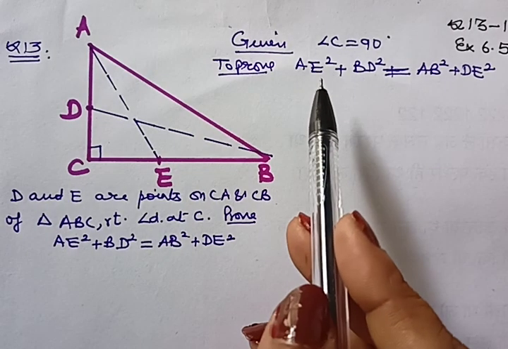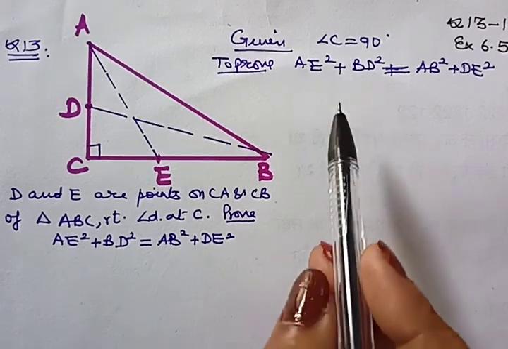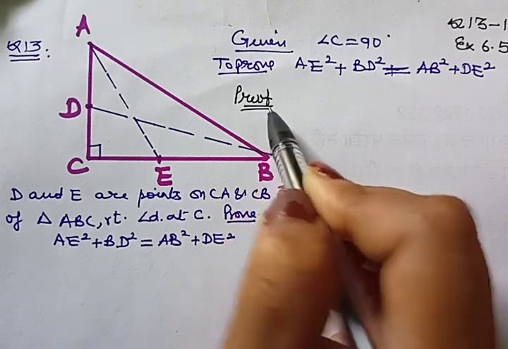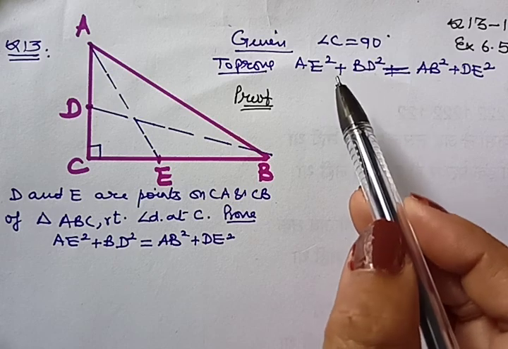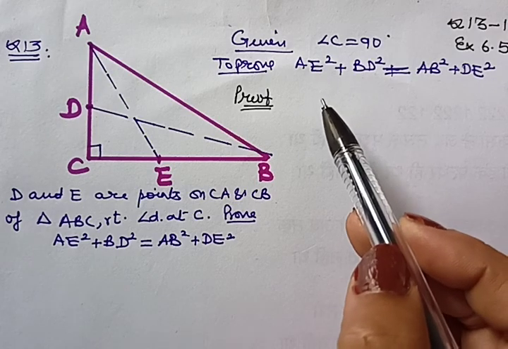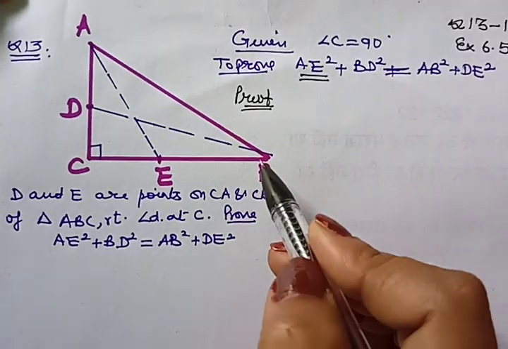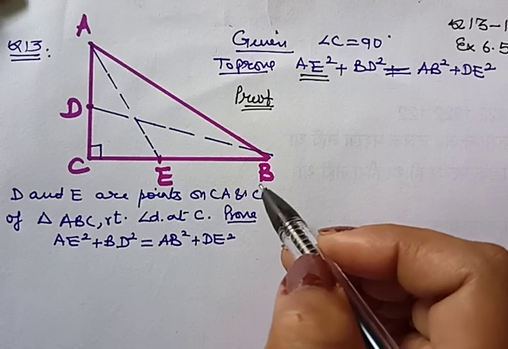So given and to prove are quite obvious and clear. Given is angle C 90 and we have to prove this. As I always tell you, try to start the proof with either what is given or what we have to prove, try to bring it inside. Now I want to prove AE square is equal to something. So let us try to bring in AE square. How to bring AE square inside our proof?